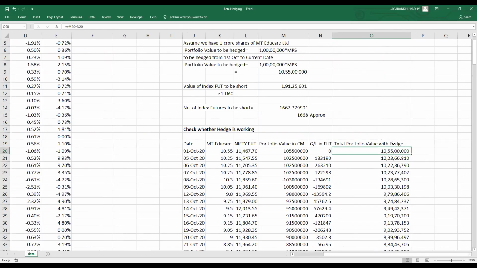What will be the total portfolio value without hedging? If I hadn't undertaken the hedging, it would simply be the cash market value, right? So in the cash market, these are the values that we observe, whereas when I've taken a hedge position, this is the portfolio value with hedging. Okay, so can you tell me, is the hedging really working in this scenario, or isn't it?